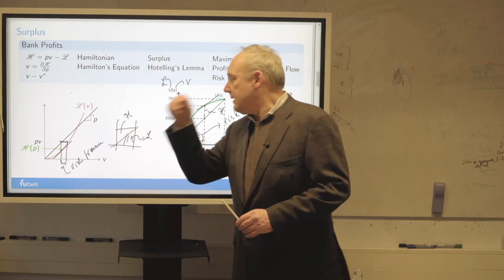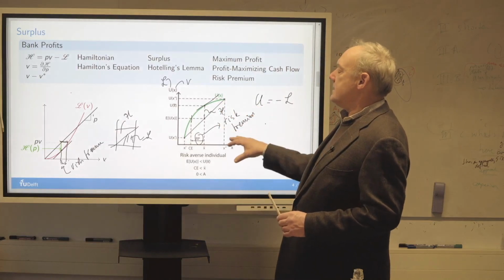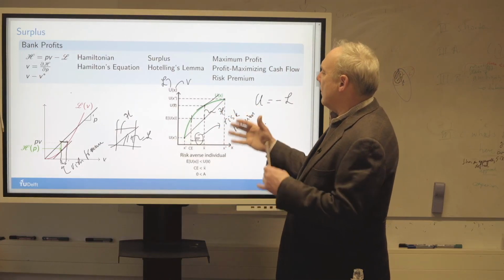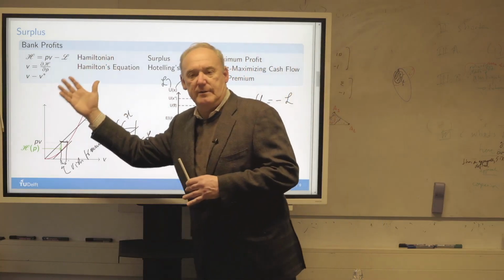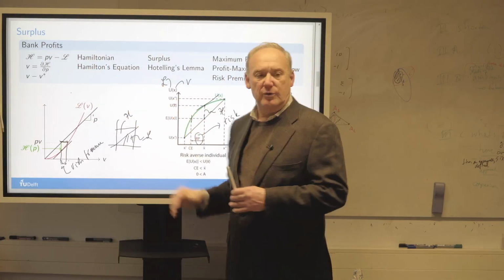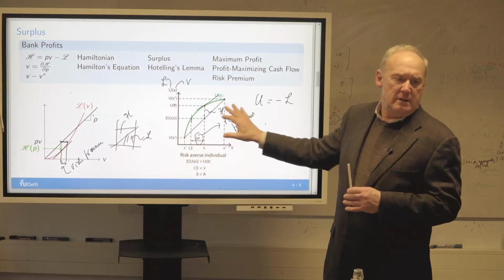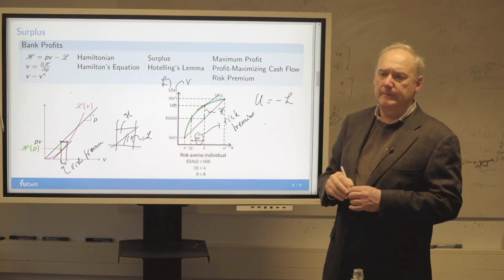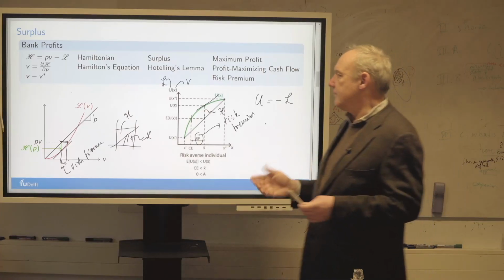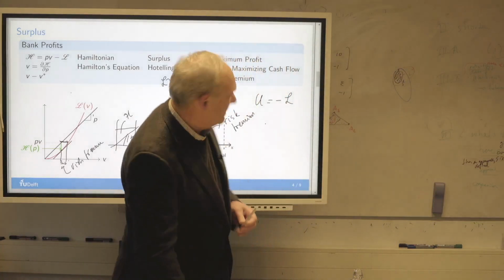So the interest of this slide is how our ideas of Lagrangians and Hamiltonian and profit fit into the normal way these things are looked at, okay, in insurance and other things.